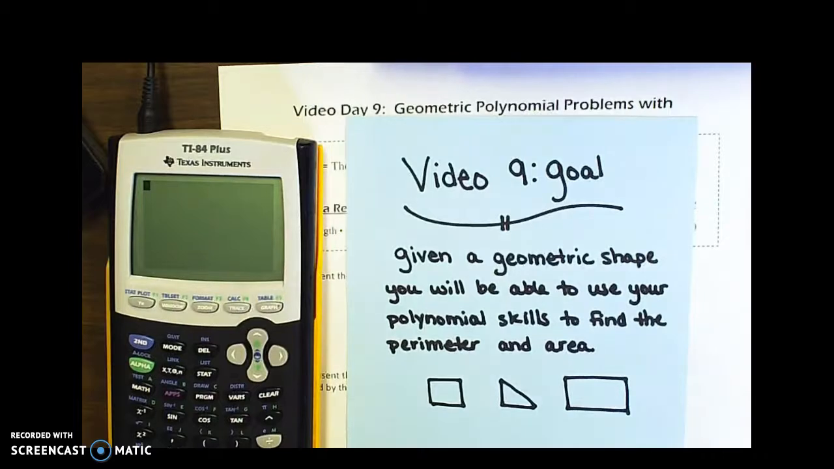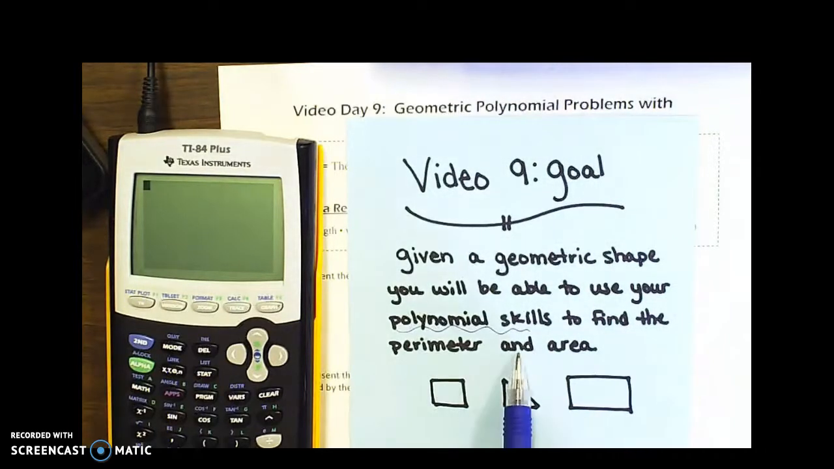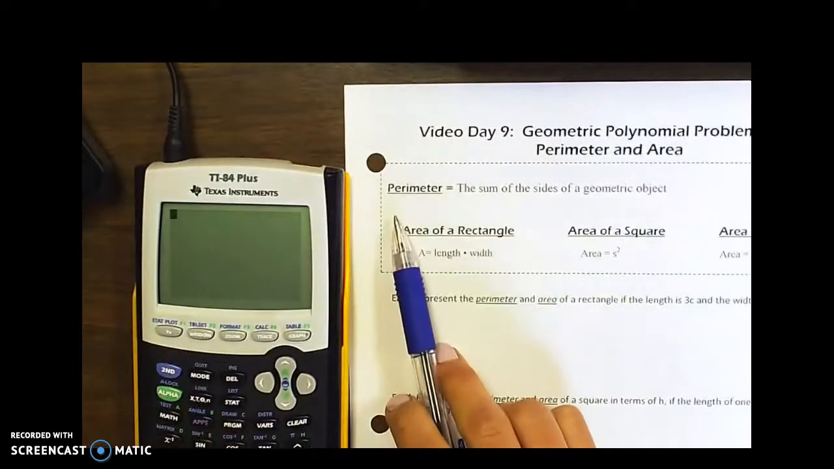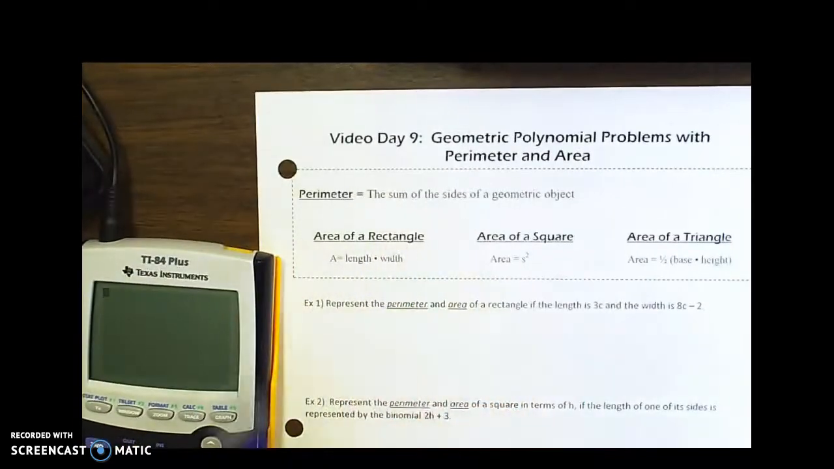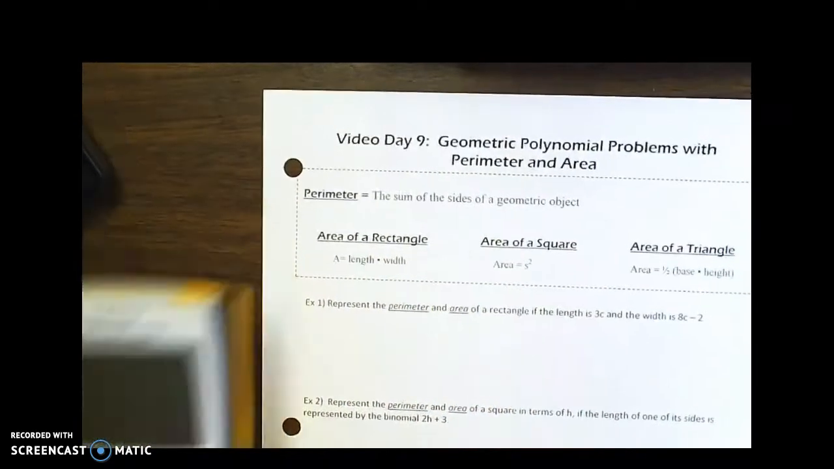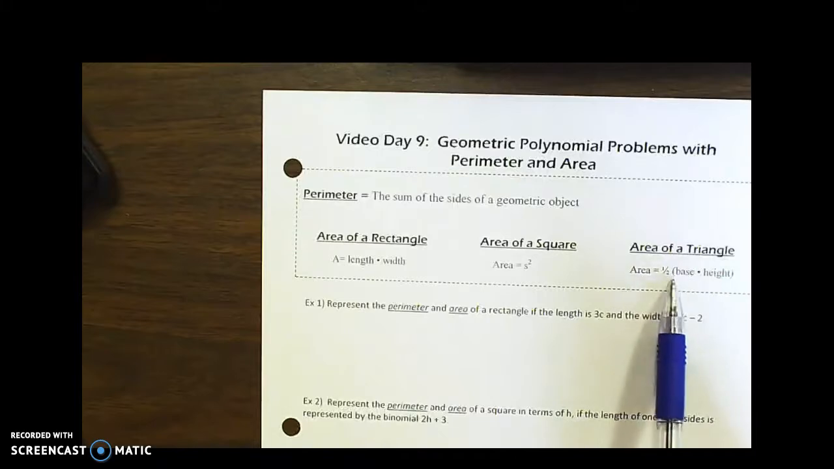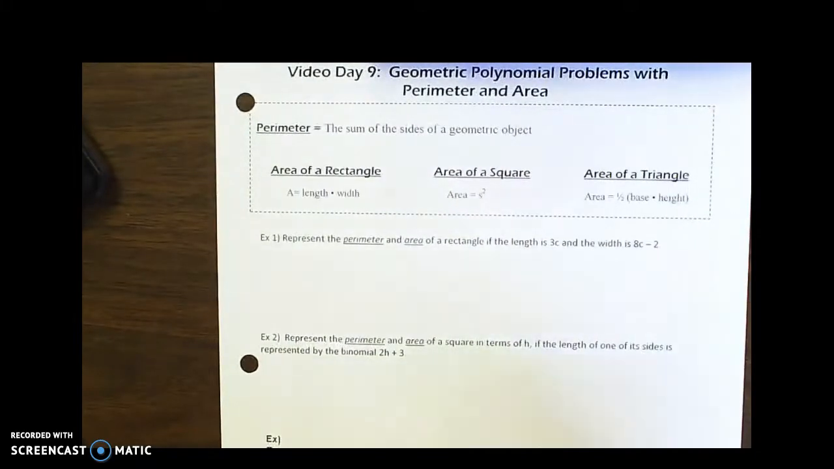Our goal today: given a geometric shape, you will be able to use your polynomial skills to find the perimeter and the area. So let's jump right to it. As a little bit of a review, a perimeter is the sum of all the sides of a geometric object. The area of a rectangle is length times width. The area of a square is side squared. And the area of a triangle is 1/2 base times height. All right, so let's jump right into it.